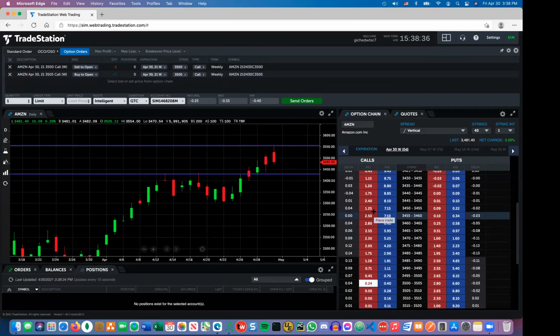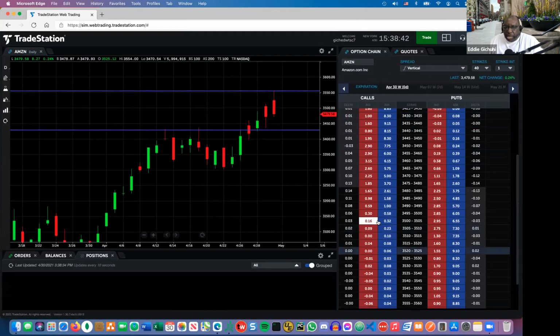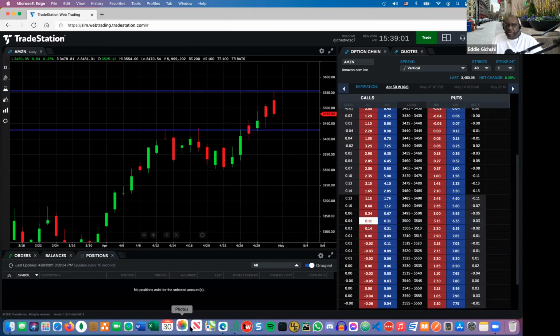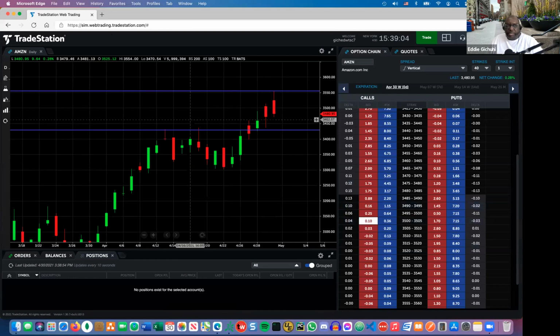I'm sorry, can you talk about why you're saying there's no premium? I can't quite see your screen. Okay, so I am looking on the bid side, the red column on the calls side, which tells me how much premium I could potentially sell these for, right? And I can see here that if I sold it for 13 cents, there's not too much that I can get.